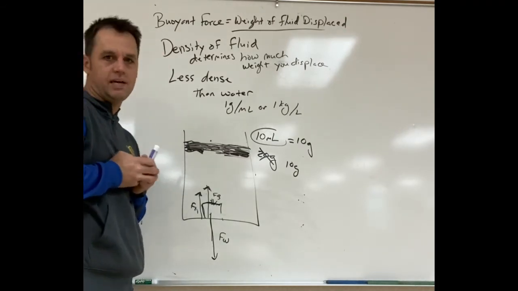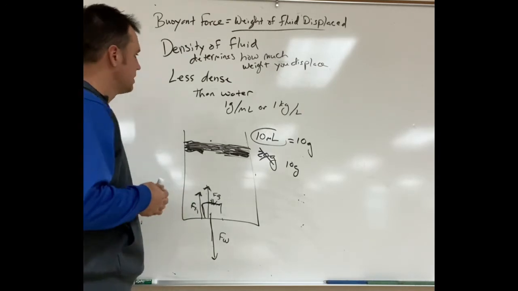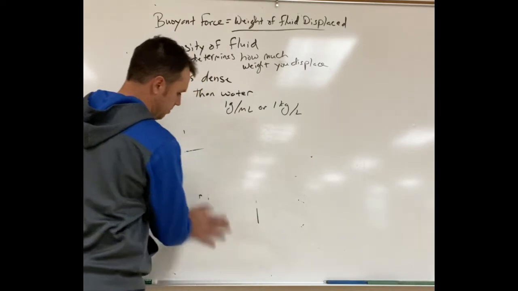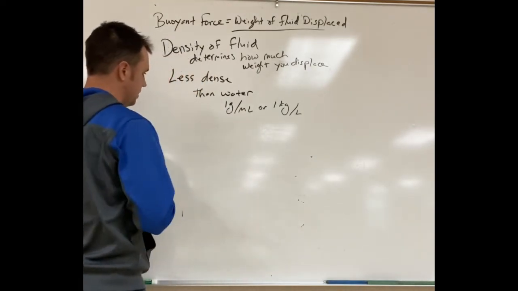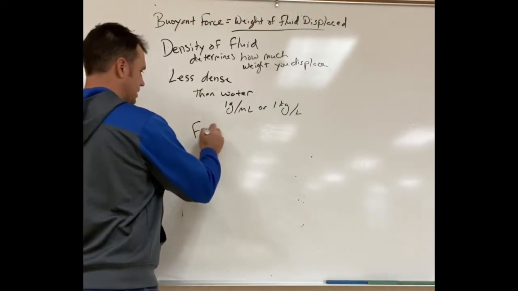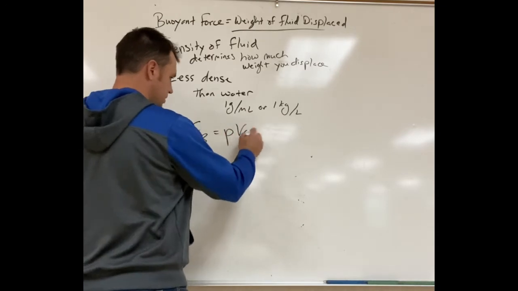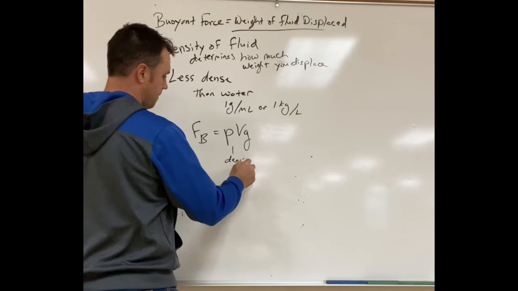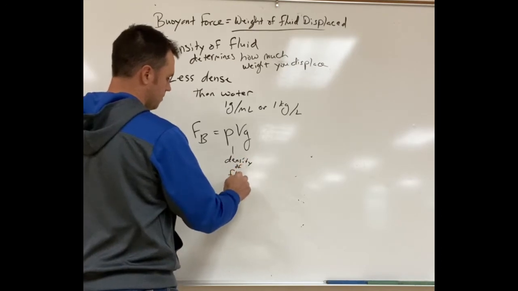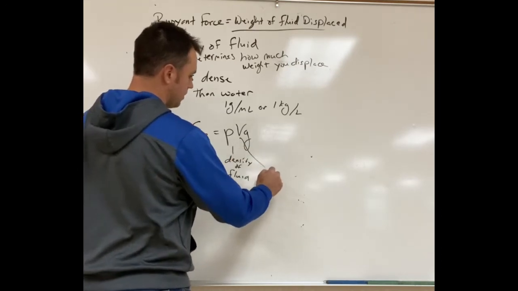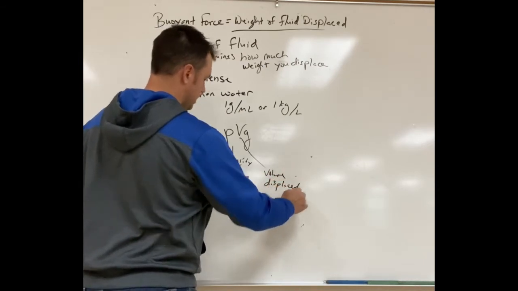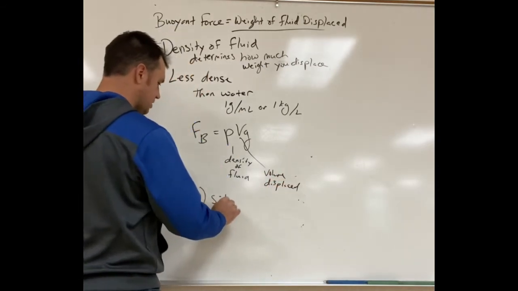So sinking things have a buoyant force, and floating things have a buoyant force. Here are a few general rules that you have to know about buoyancy. We'll do a lot more practice with it. One is that the force of buoyancy, as I've already said, is ρVg, which is the density of the fluid times the volume displaced, times g. For a sinking object, let's write down that sinking objects displace their full volume.